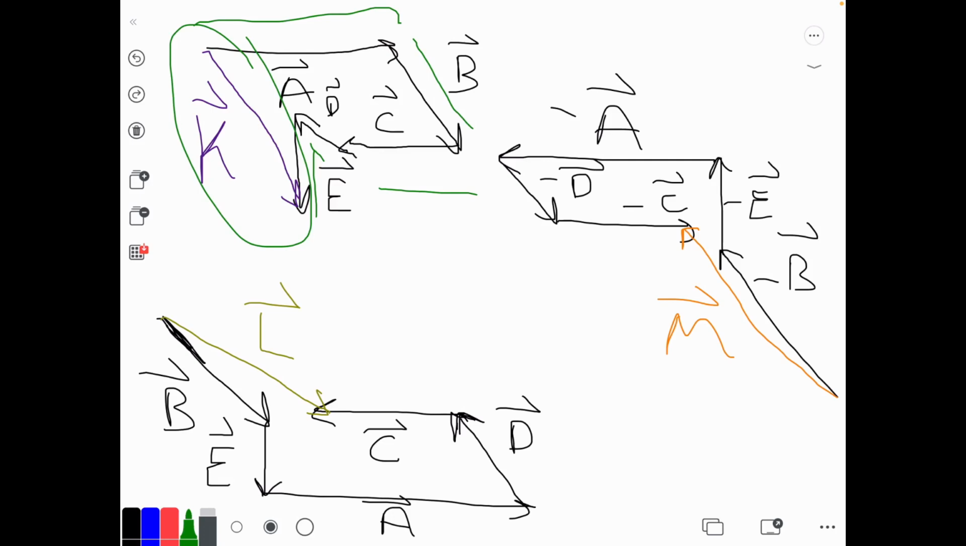Now they also tell us to find vector L, which has a very different set of instructions for getting to vector L. So we have vector B first, and then we go towards vector E to the bottom, and then we go all the way to the right with vector A, coming up with vector D, and then to the left towards vector C, which gives us the resultant vector L.